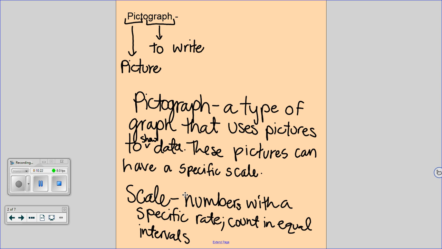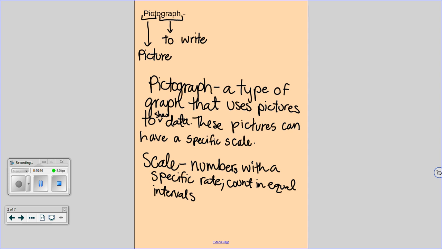This is basically just a fancy way of saying that they're skip counting. Each of my spaces in between is worth the same amount. So maybe my graph, instead of going up by ones, 1, 2, 3, 4, has a scale of 2s. So it's going to go 2, 4, 6, 8. The spaces in between are the same rate, the same number in between. So scale is really just graphing skip counting. You can put that in there so you remember.